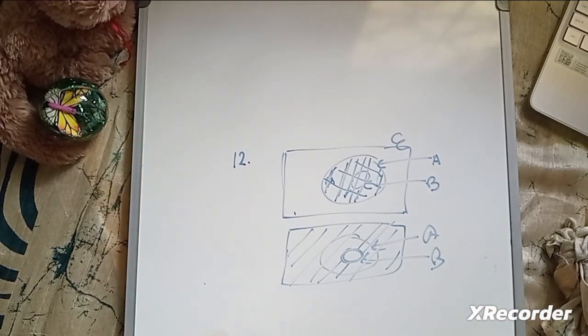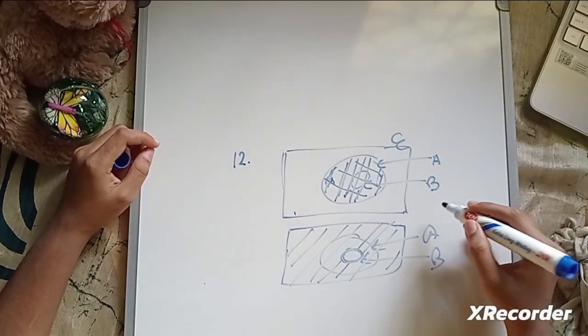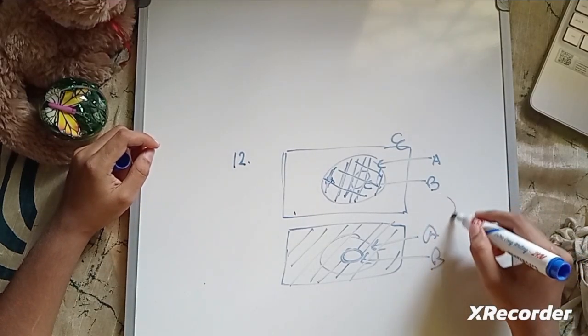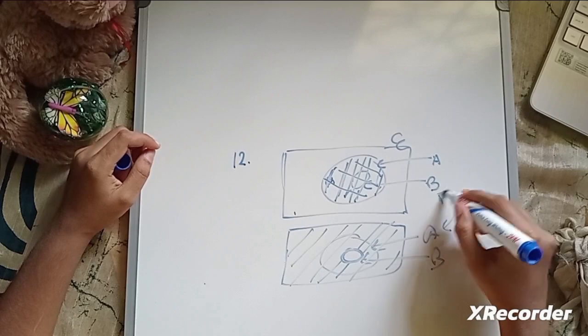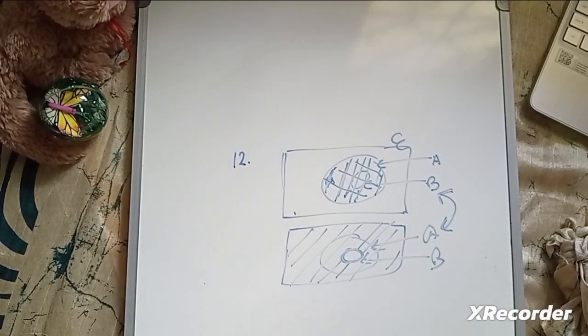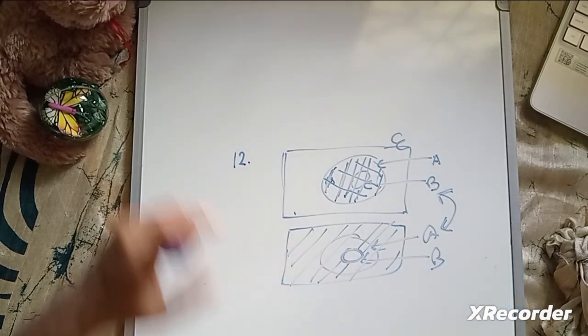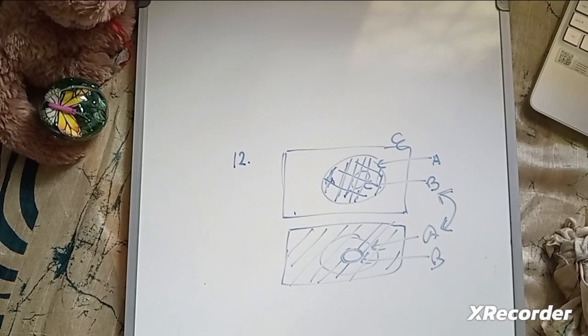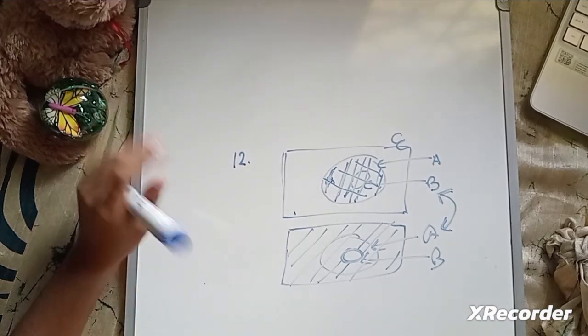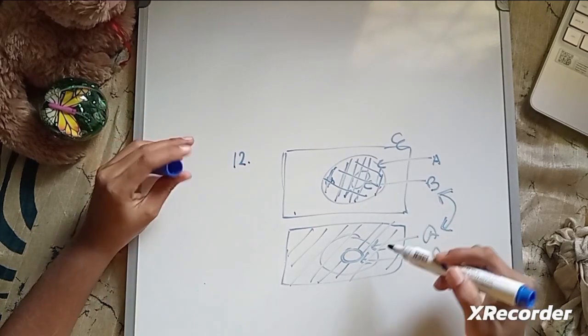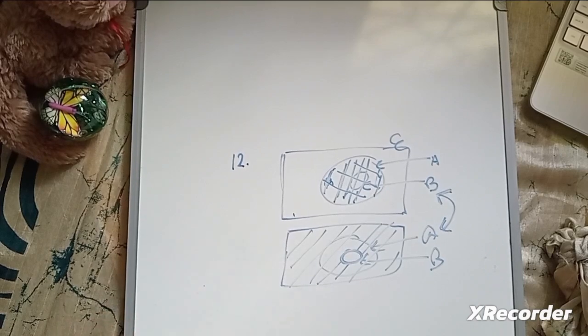Then they are asking the intersection of these two, which means the merging part or the common part to both of these. So what is the common part for both of these diagrams? You can clearly see.